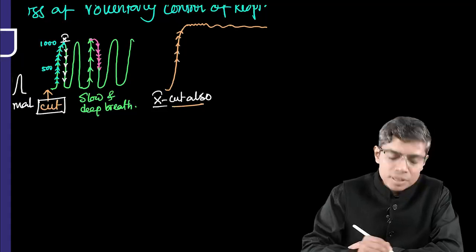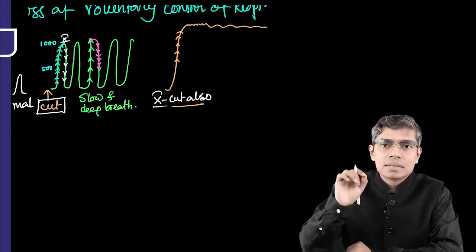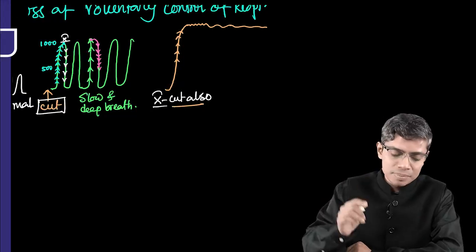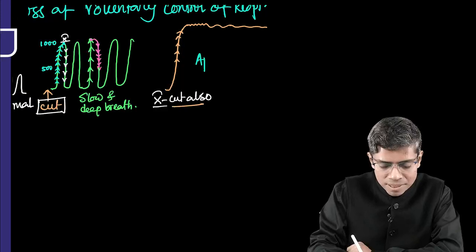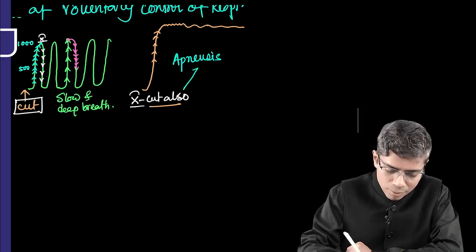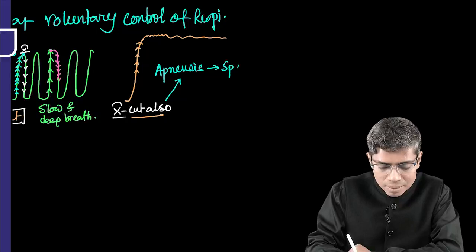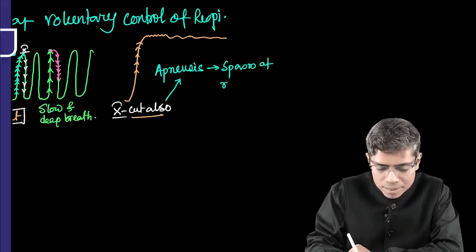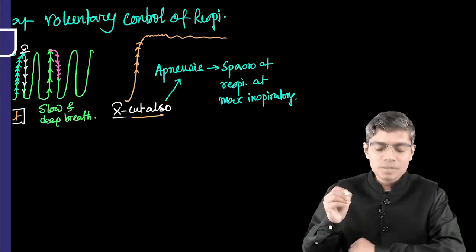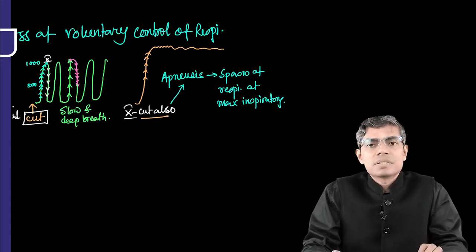There will be more and more prolongation of inspiration, and then there will be an inspiratory spasm at the top of maximum inspiration. This kind of phenomenon is known as apneusis. So whenever your vagus is also cut, one phenomenon you are going to see is apneusis. What is apneusis? This is nothing but spasm of respiration at the maximum inspiratory phase, right? So this kind of spasm of respiration at the maximum inspiratory phase is known as the apneusis effect.